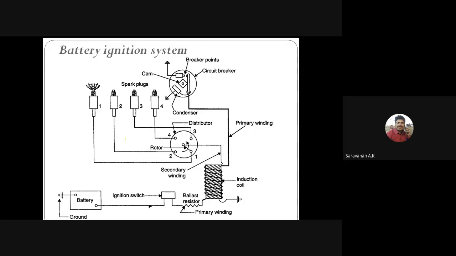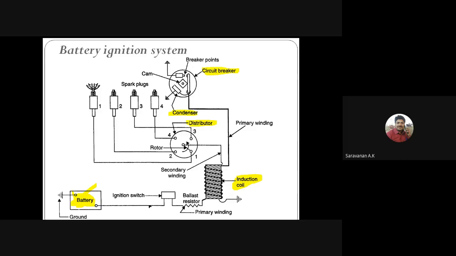So what are the main components of the battery ignition system? The first one is the battery. Generally we use two types of batteries here: a 6-volt battery and a 12-volt battery. The second one is the induction coil. These are the major components: battery, ignition coil, circuit breaker, condenser, and distributor. So these five are the main components in the battery ignition system.